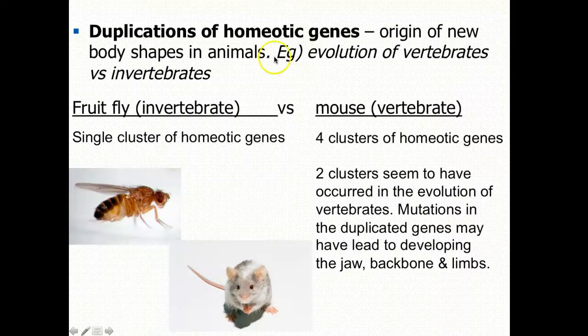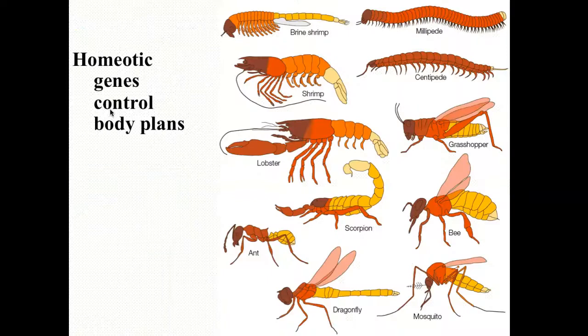And they've done lots of experiments with these homeotic genes, mutated them, seen what they do when they get mutated, and you get really wild results. So that is an example of how you can get very different body plans from homeotic genes.